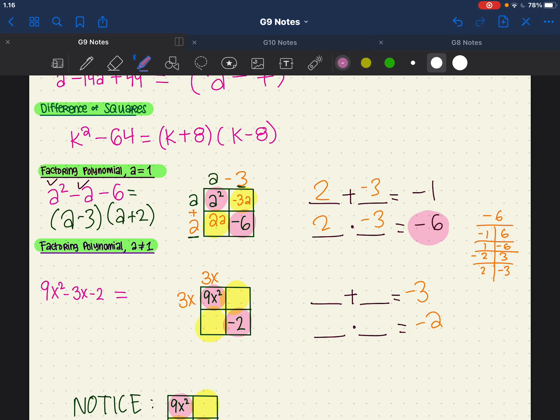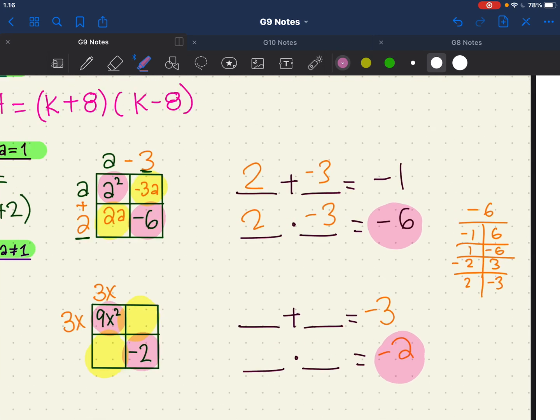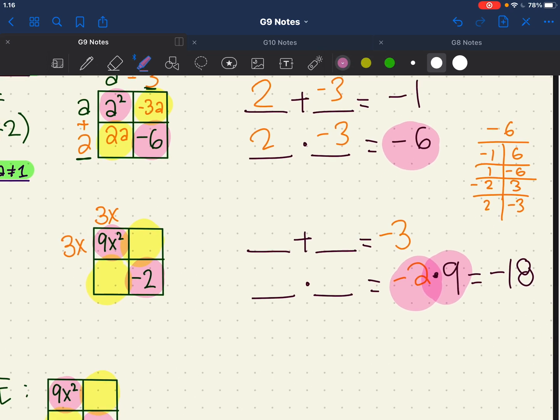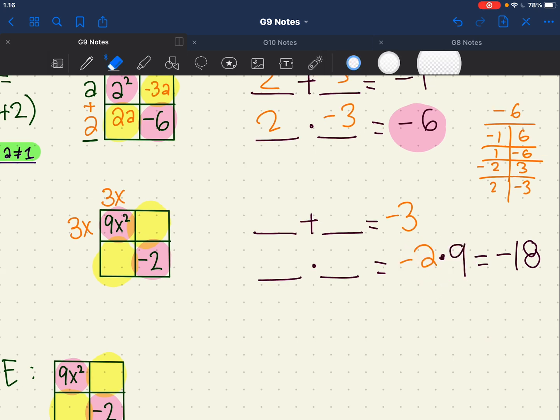So what I was saying is that this should not be only -2. It's also -2 times 9, which is -18. So that's what we're missing here. That's why it was not factorable in the first place. So this is actually -18. And you'll see that this will be successful. Okay. Alright, so let's do that.